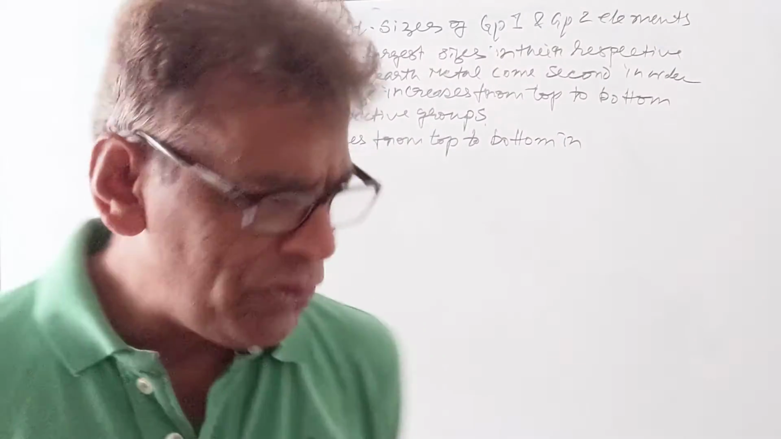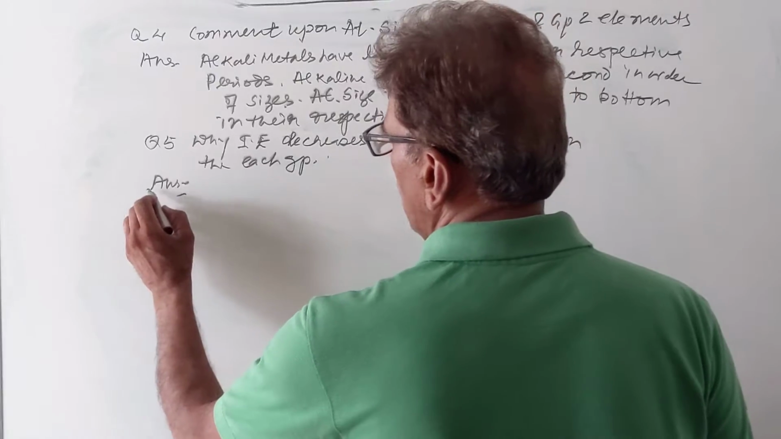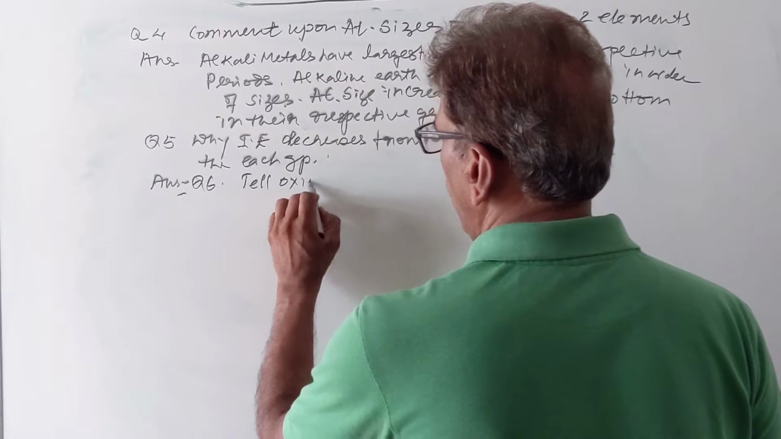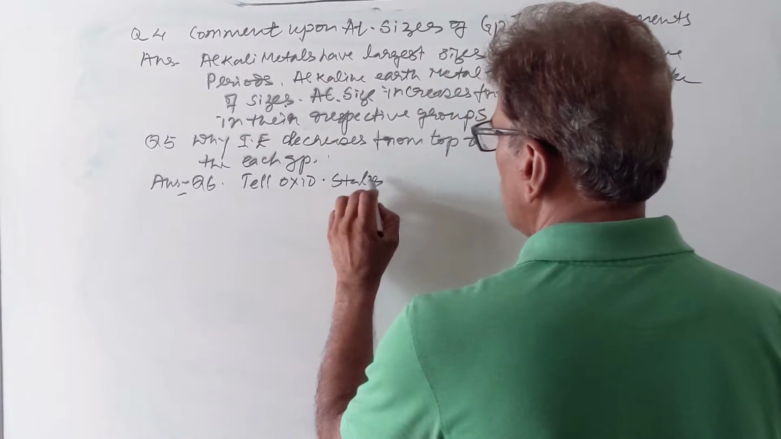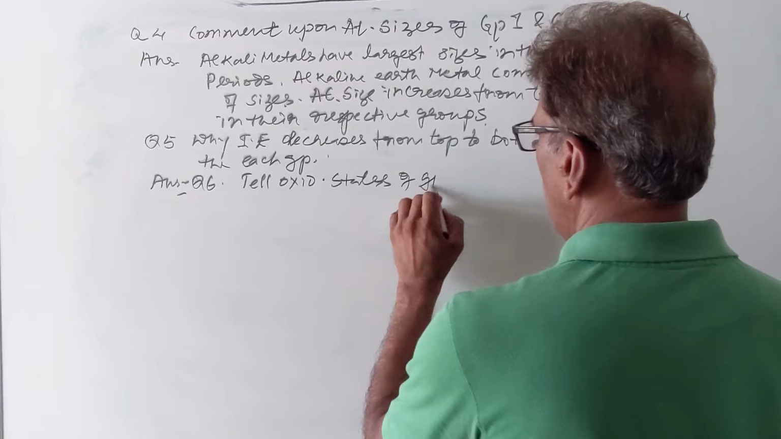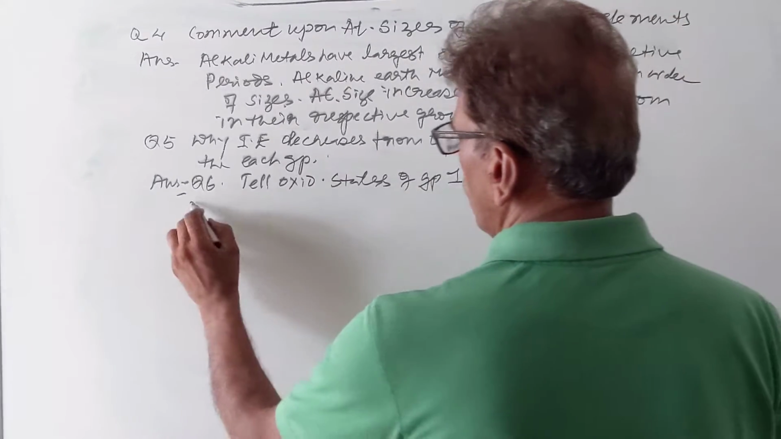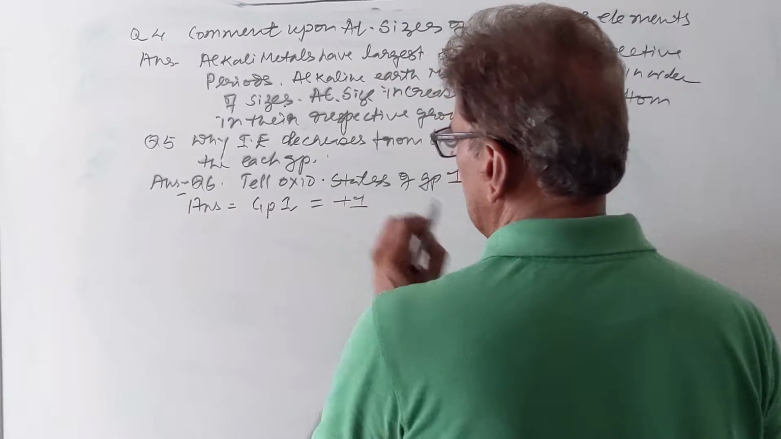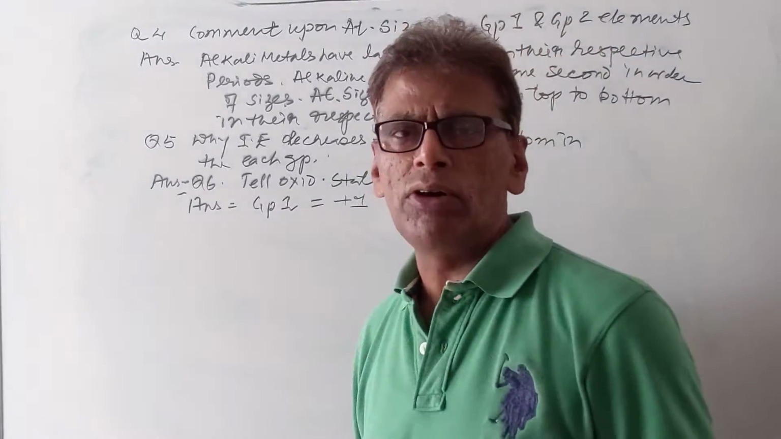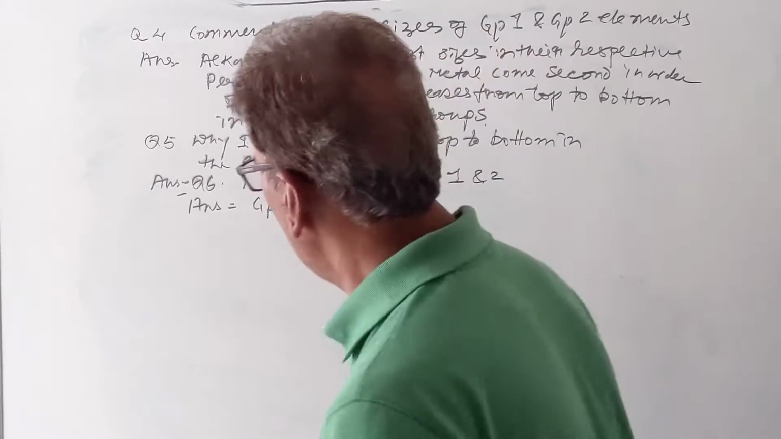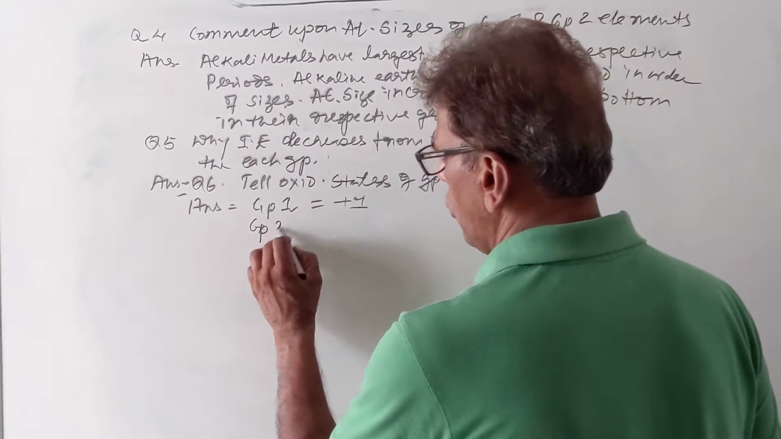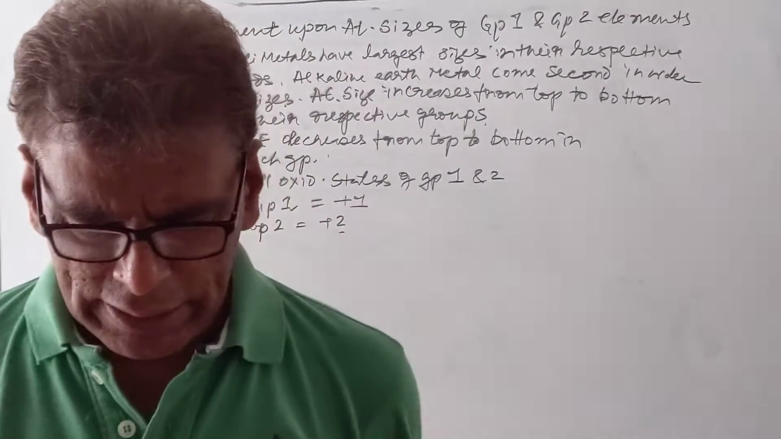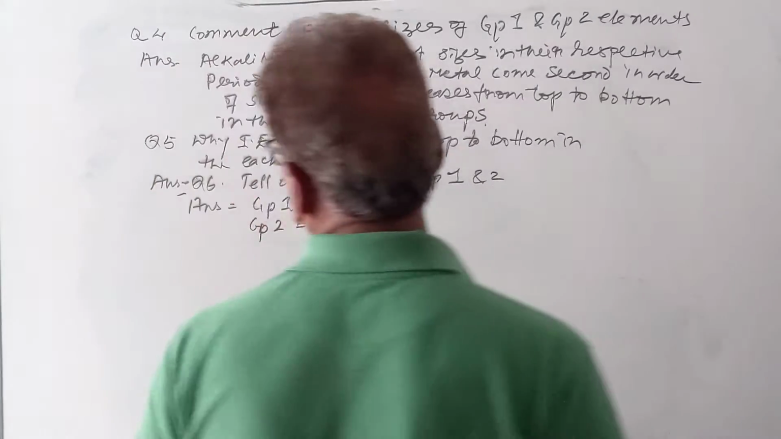Then we have: what are the oxidation states of group number 1 and 2? So answer is group 1 has oxidation state of +1, since they have only one electron in the valence shell which can be lost to acquire noble gas configuration. Then group 2 elements have +2 state by losing 2 s electrons of the valence shell. Then comment upon melting and boiling point.